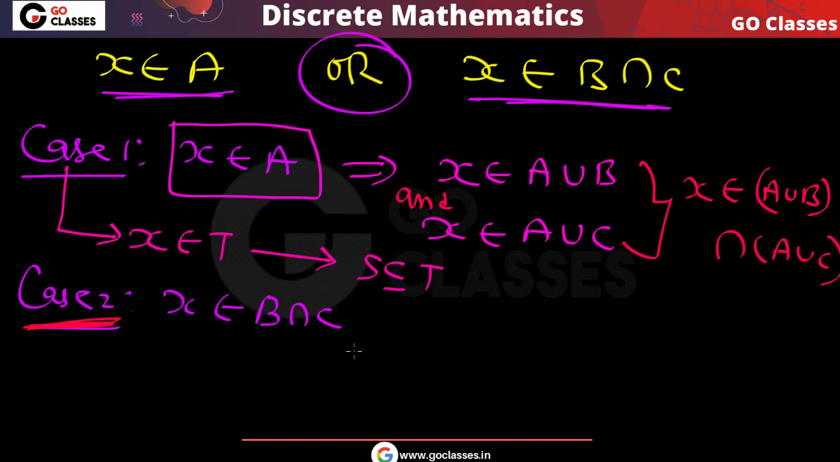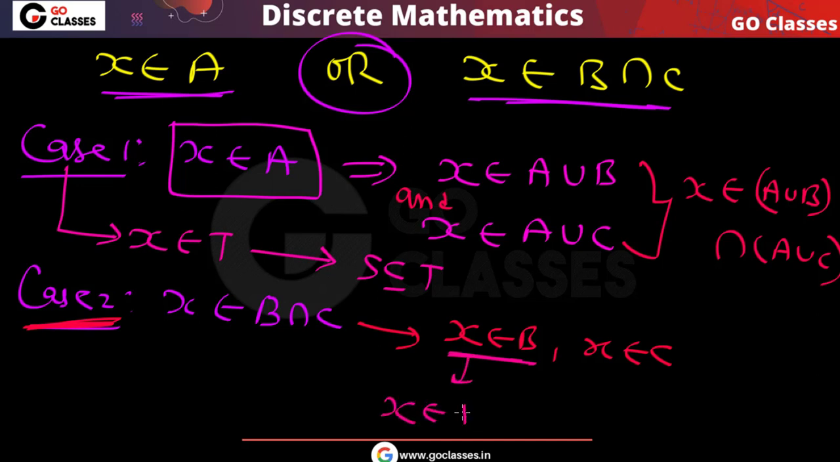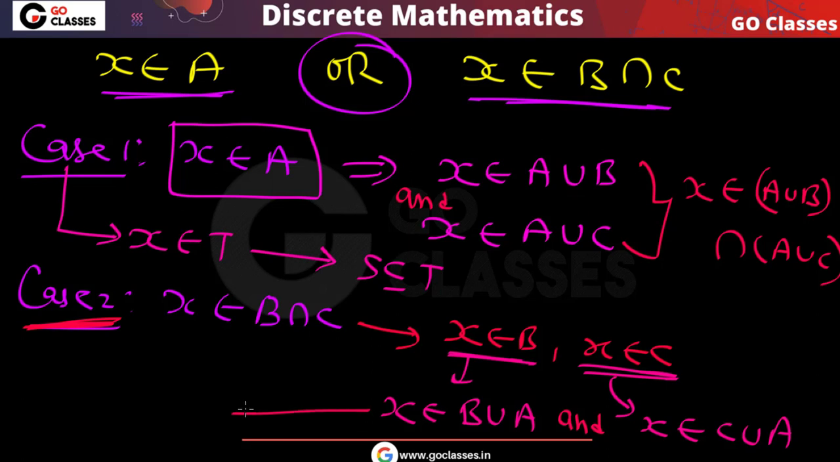In case 2, x belongs to B intersection C. What this means is that x belongs to B and x belongs to C. Now x belongs to B automatically means that x belongs to B union A. x belongs to C automatically means that x belongs to C union A. From these two, I can say x belongs to A union B and x belongs to A union C. From these two, basically I can say that x belongs to T.